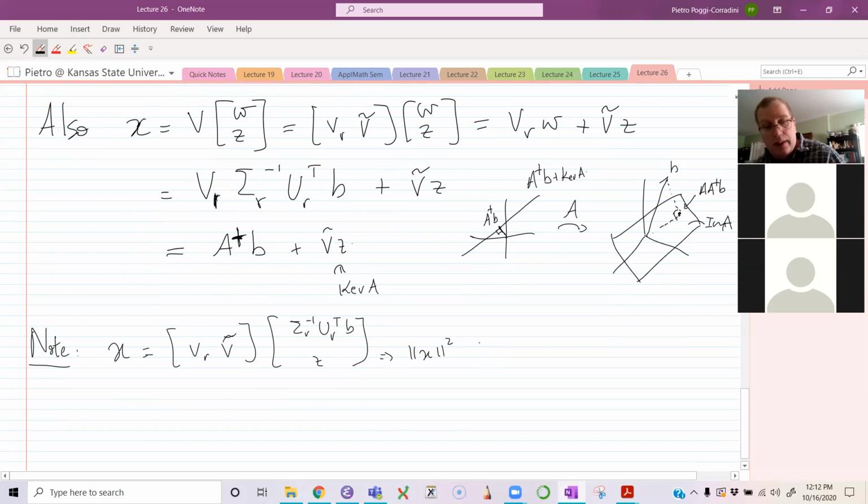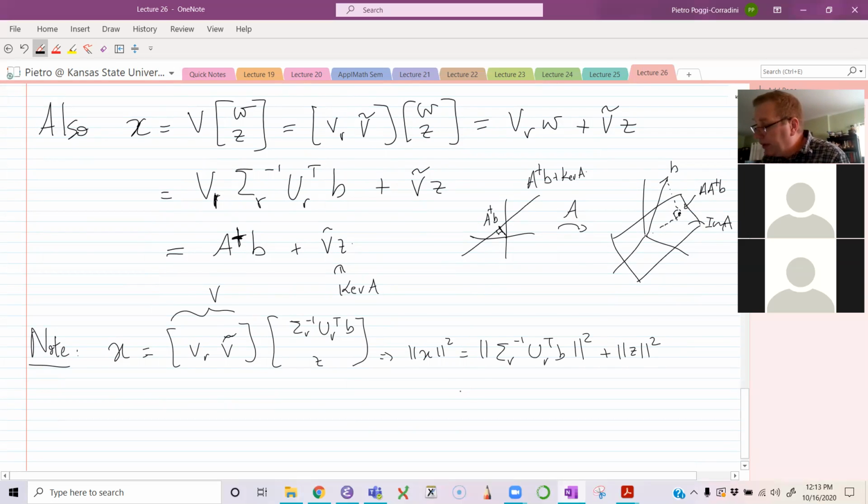The norm square is going to be, think of this as V here, right? V again is an orthogonal transformation. It doesn't matter. So really it's going to be the norm square of this. And then by the Pythagorean theorem, you can write it like this, right?